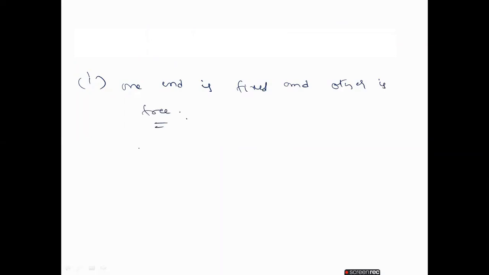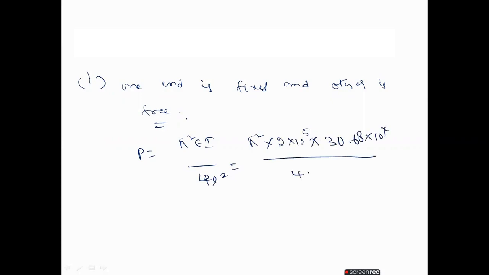Okay. So the formula for this one is pi square EI by 4L square. Now I substitute all the values here. E is 2 into 10 to the power of 5, I is 30.68 into 10 power 4, by 4 into L square, where L is 3000. So we will get the answer 168.22 newtons. This is the direct formula.